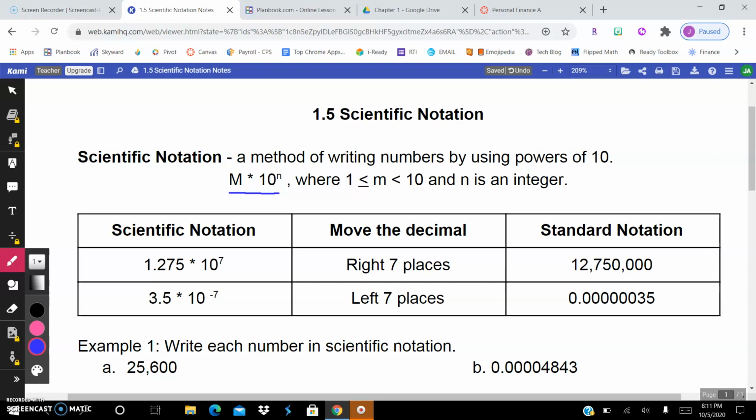So any number in between. And then n has to be an integer. And remember, an integer is a positive or negative whole number. So no fractions, no decimals, or exponents in scientific notation.